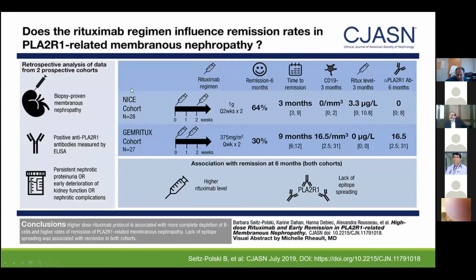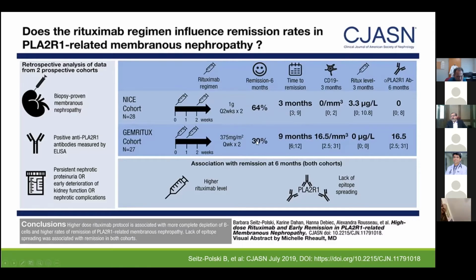membranous, looked at the Gem-Retux data, and what they did was they compared it to their own cohort. Now, the difference in the NICE cohort compared to the Gem-Retux cohort is that the NICE cohort takes 2 grams standard doses. So the intervention in the Gem-Retux group was 375 milligrams per meter square, 2 doses. What the NICE people got, and this is a retrospective review now, was 2 grams, so 1 gram each over 15 days.